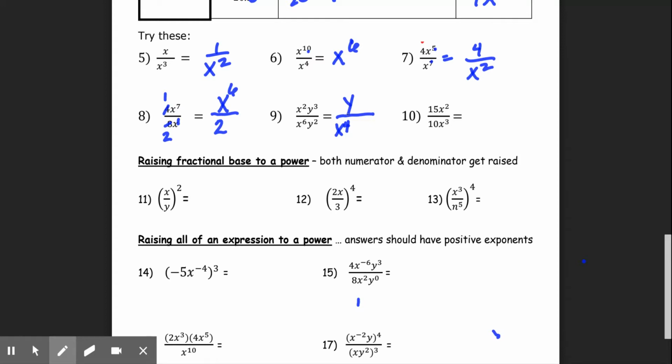Number 10, we're going to reduce 15 and 10 by 5. So 15 divided by 5 is 3. And 10 divided by 5 is 2. So we know we're going to have 3 over 2. And then we're going to subtract. So 3 minus 2 gives us 1, and that 1x is going to be left in the denominator.